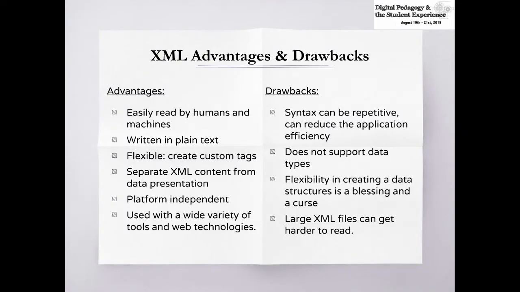As with anything, XML also has advantages and drawbacks. Some advantages of XML are: XML code can easily be read by humans and machines. XML is written in plain text. It offers the flexibility to create tags that work with your information without having to rely on the restrictions proprietary standards provide. It makes it possible for industries to create tags that are relevant to their information without having to use generic tags. You can separate your XML content from the way your data is presented.